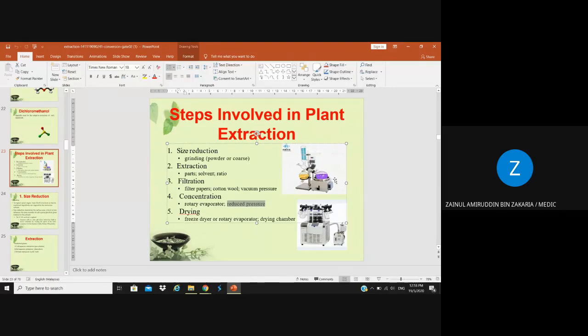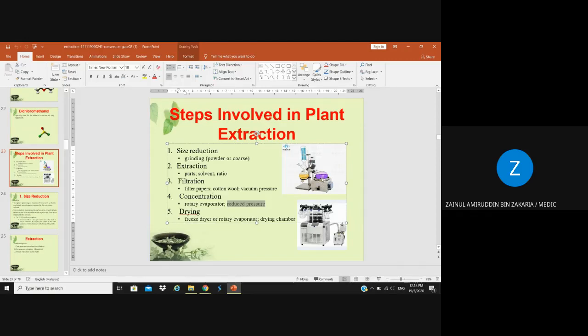If you did not use reduced pressure, or you did not attach the vacuum pressure to the machine, what you need to do is, for methanol, I think you need to heat it at 80 degrees Celsius. Most of the solvents will be vaporized at 60 to 80 degrees Celsius. So by using reduced pressure, using vacuum, you can reduce the temperature to 40 only.